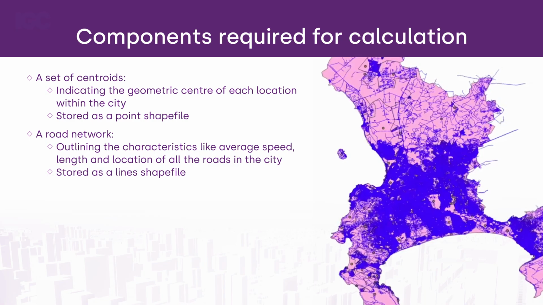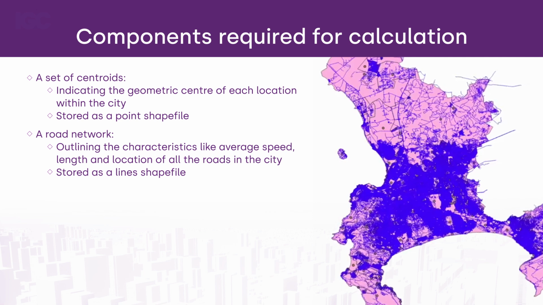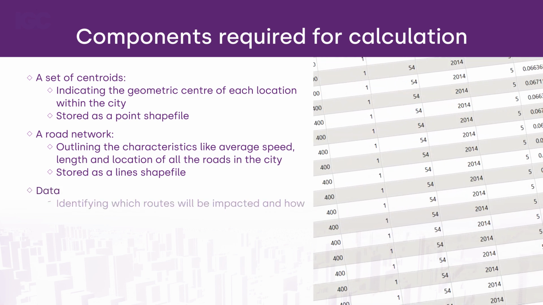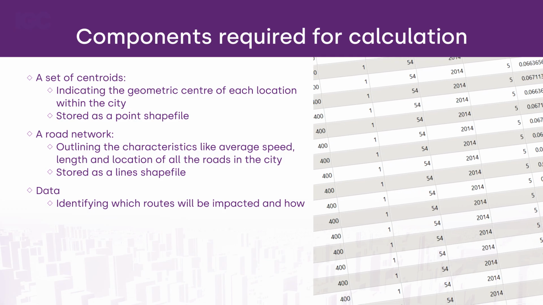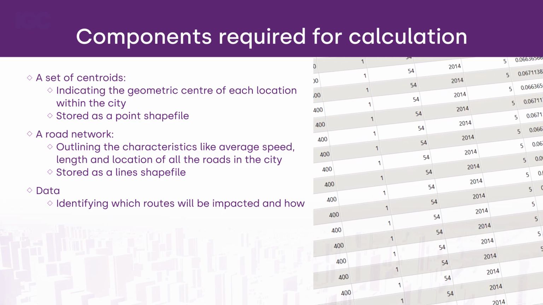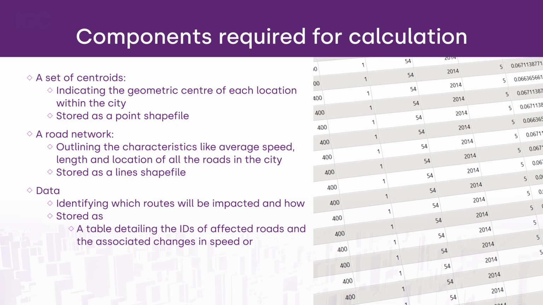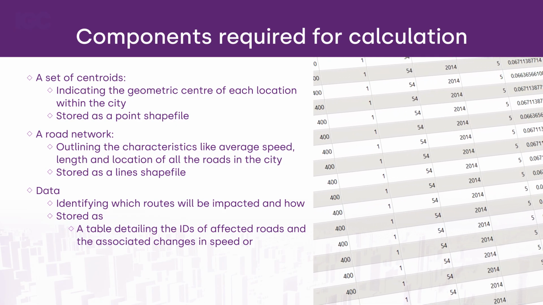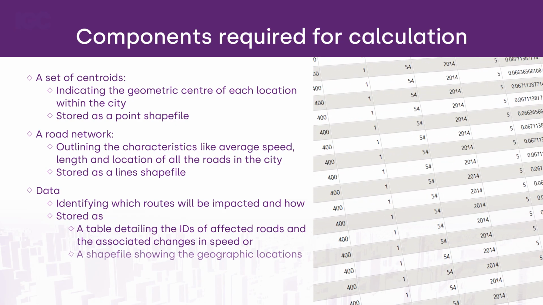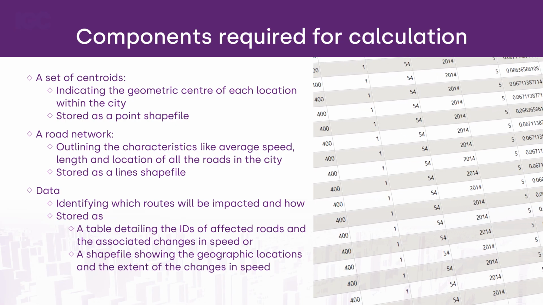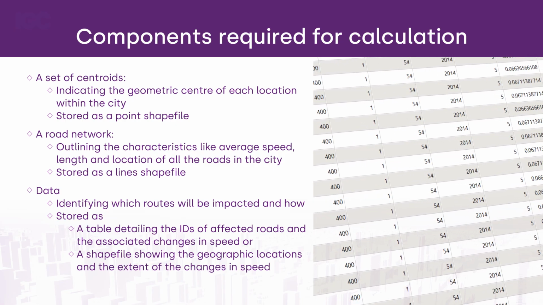Additionally, if you plan to evaluate a counterfactual scenario that alters travel times in the city, you will need data to identify which routes will be impacted and how they will be impacted. This information can be provided in the form of a table detailing the IDs of the affected roads and their associated changes in speed, or as a shapefile showing the geographic locations and the extent of the changes in speed.